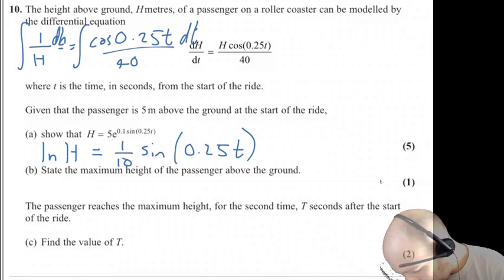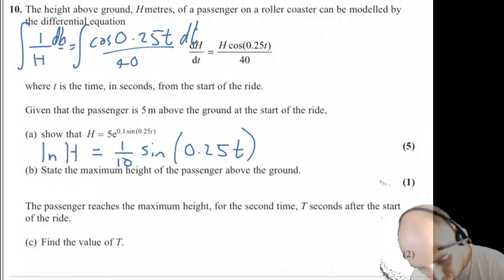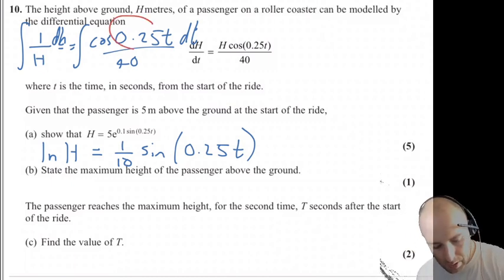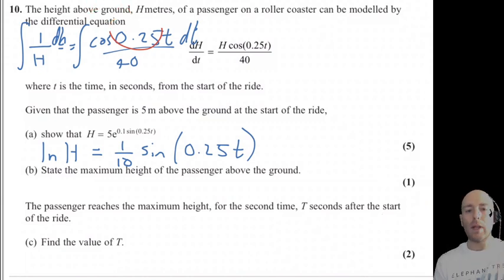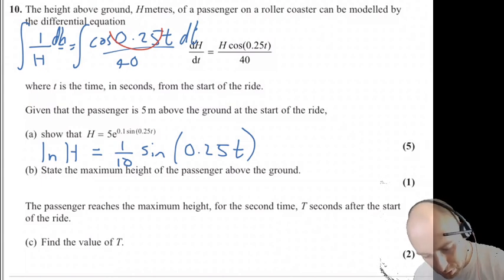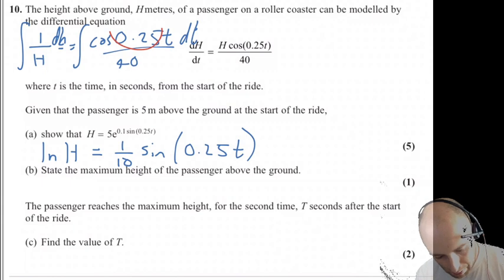Yes, Emerald, you had the right idea, but you didn't bring the inside out as a fraction like you need to do. So remember, with reverse chain rule, we've got to pull out the inside of that. So you get 1 over 10 sine 0.25t, and we need a plus c there as well.